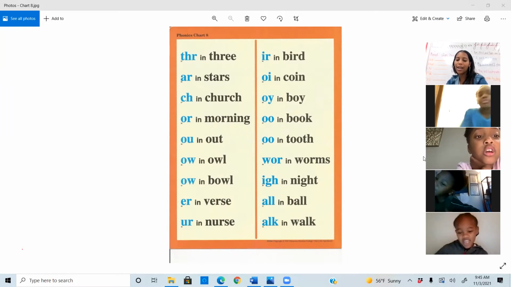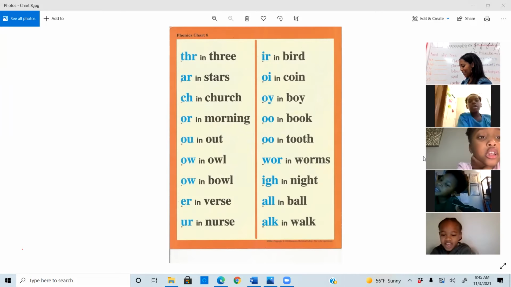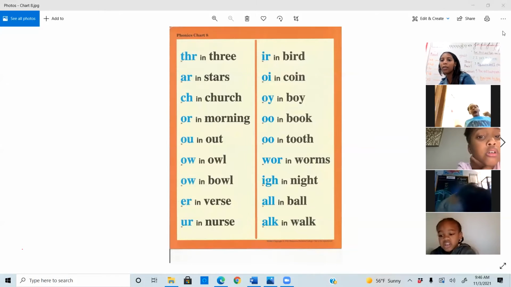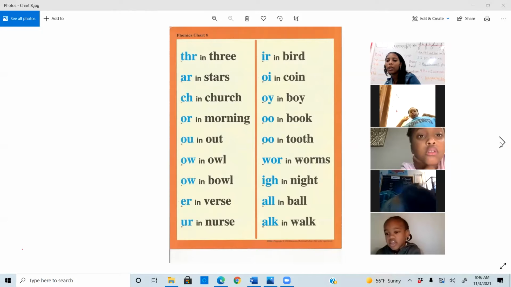I-G-H says i in night. A-L-L says all in ball. A-L-K says ok in walk. Okay, let's go over chart 9.